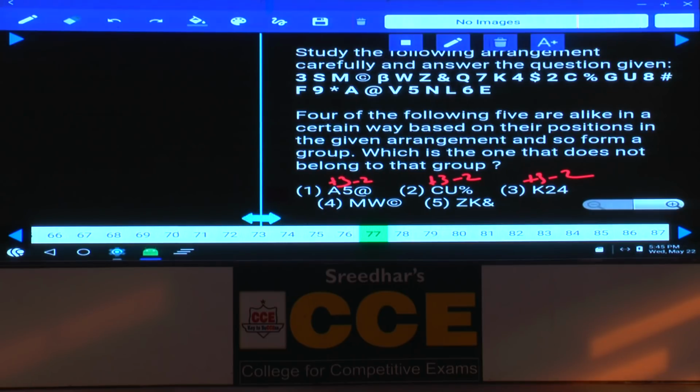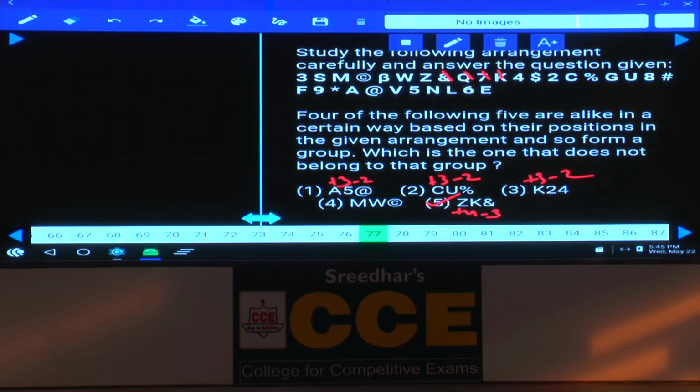M, W and copyright, 1, 2, 3 and -2. And Z, K and. Z and K, what is the difference here? 1, 2, 3, 4 plus 4 and -3. Except choice 4, 5, in the remaining terms, the difference between the elements is 3 and 2. Here in choice 5 it is 4 and 3. Hence choice 5 is the odd one.